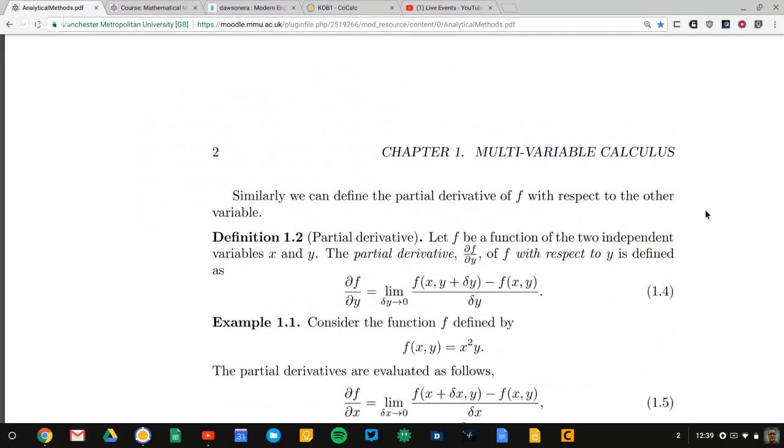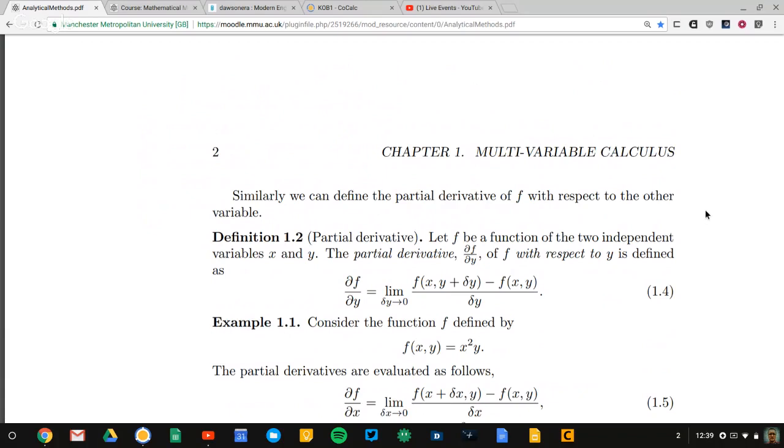Now the change is just happening in the second argument to the function, in the y variable, so to speak. So we're comparing the value of f at the base point xy with its value at the nearby point x, y plus delta y, relative to the change in variable that you've introduced, which is delta y, and taking the limit of that quantity as delta y approaches 0. And this is called the partial derivative with respect to y.